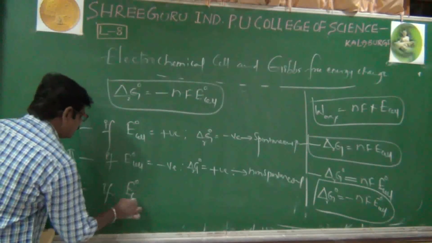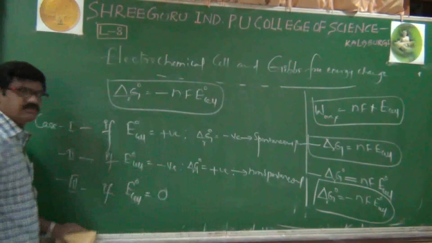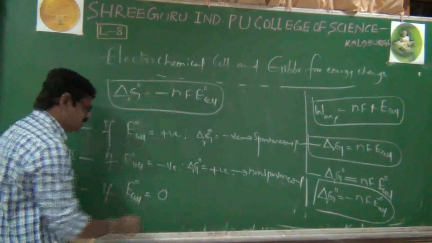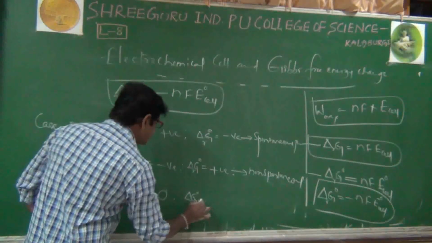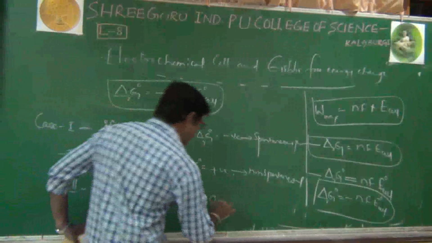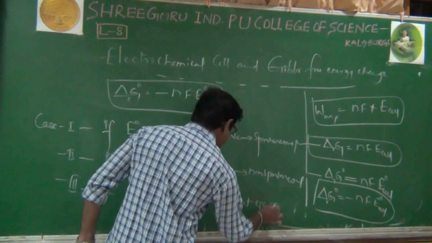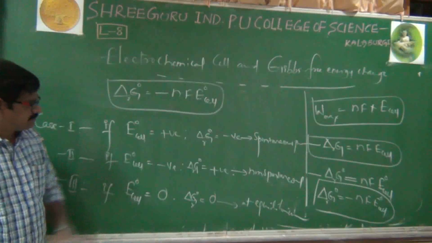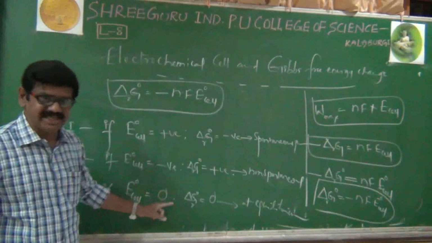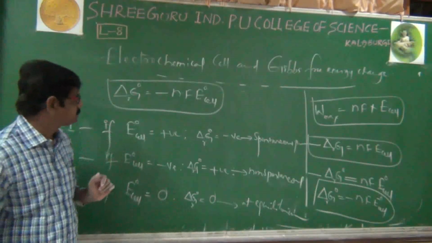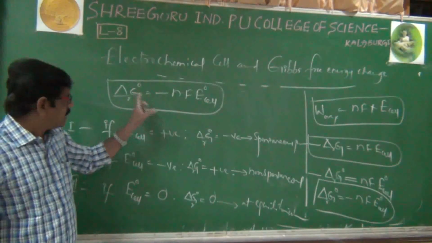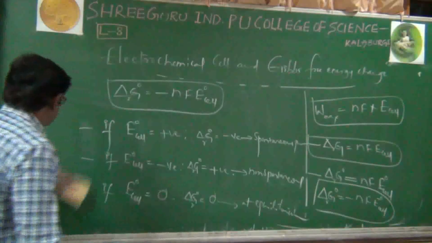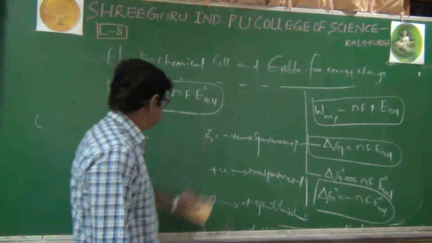Now we will go to the third case. If E naught cell value is 0, then 0 into this, the entire value becomes 0, so delta G naught also becomes 0, and then it is at the equilibrium stage. That's all. Based on this formula, we can write these three cases like this. And by using this formula we can derive another formula, or directly also we can write it. We'll just see here.